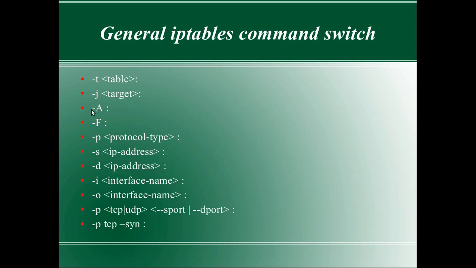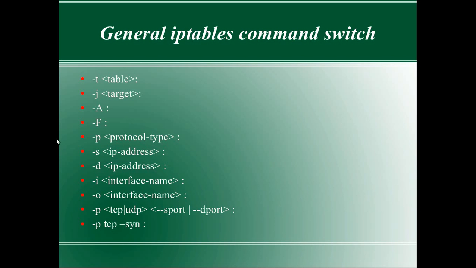Minus A appends at the end of the chain. Minus F is to flush that chain. Flushing means cleaning up, or deleting, all the rules from the chain. Minus p, you can specify the protocol type: TCP, UDP, ICMP. Minus s, the source IP address. Minus d, the destination to which the traffic has to go.